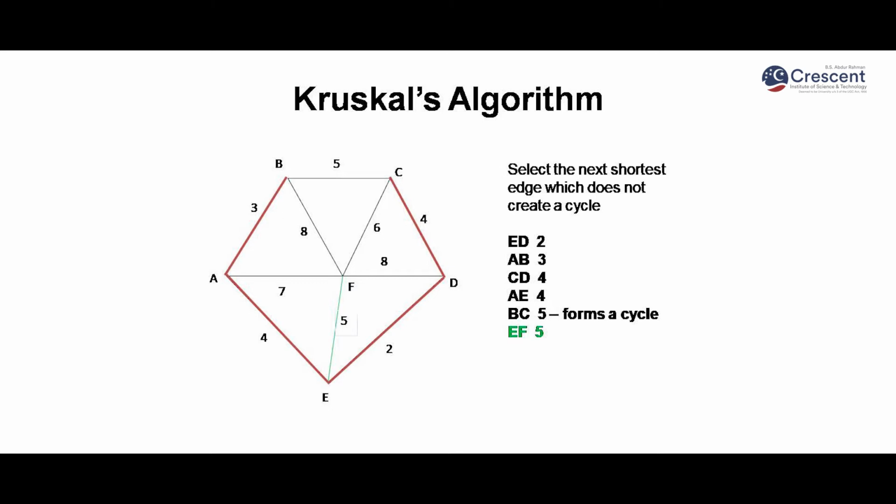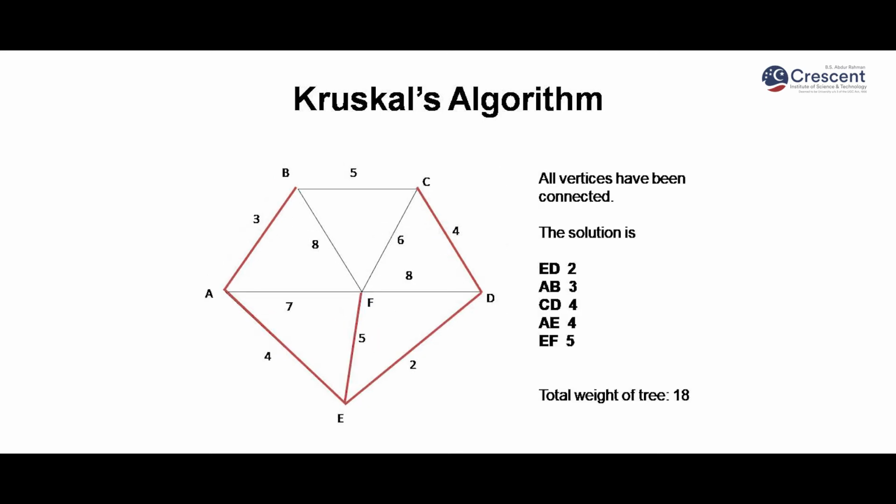Now we have to check whether all the vertices have been connected. In this case we are connecting all the vertices or nodes. So here the solution is ED with 2, AB with 3, CD with 4, AE with 4 and EF with 5. We have to find the total weight of the minimum spanning tree. Here the total weight is 2 plus 3 plus 4 plus 4 plus 5, so the total weight is 18. This is the minimum spanning tree found by Kruskal's algorithm.